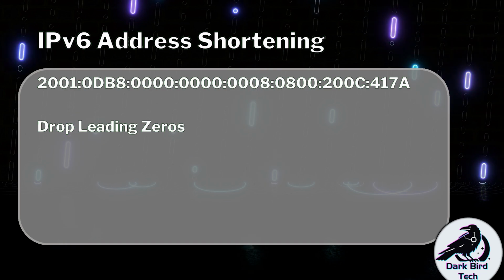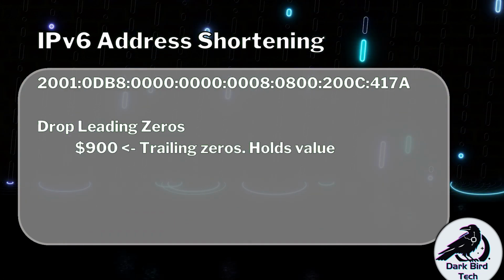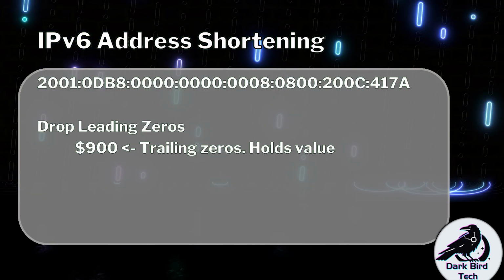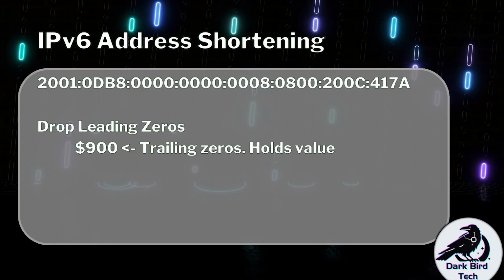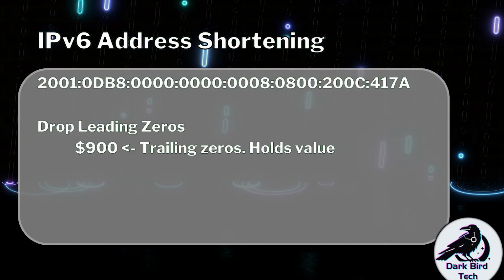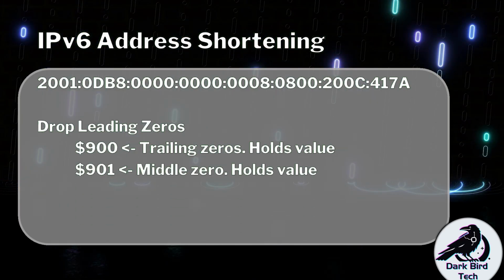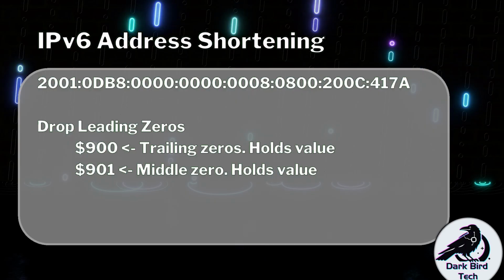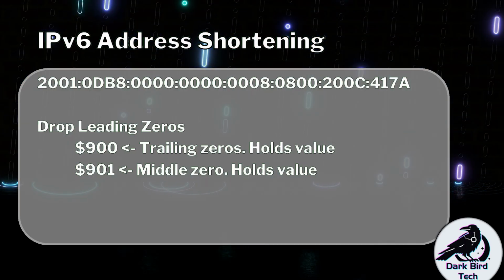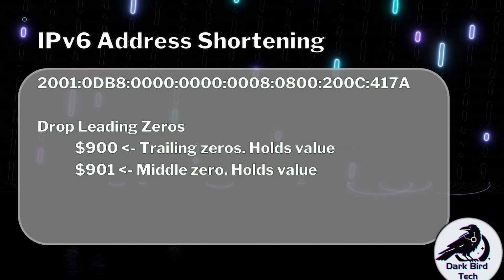If I take an amount of money, like $900, those zeros that come after the 9 are called trailing zeros, and they hold value. You don't need mathematics to turn $900 into $9. I can definitely do that myself without the need of mathematical tricks. If we have an amount like $901, that's a middle or middling zero, and it also holds value. I don't need to drop zeros to turn $901 into $91.